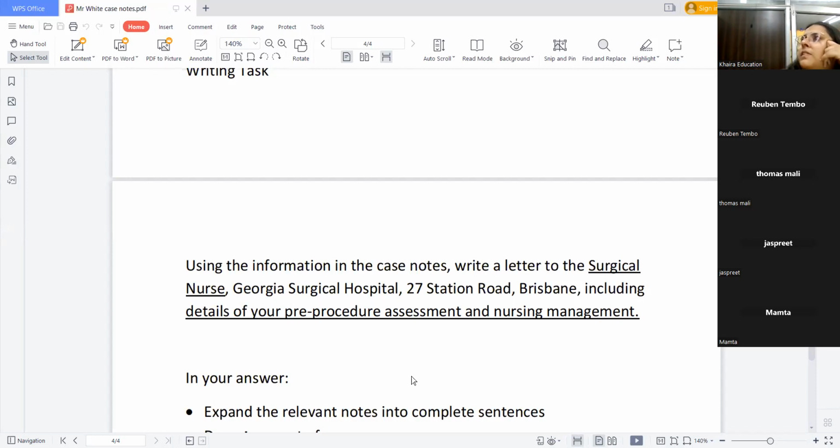We are not expecting anything from the surgical nurse. We are actually facilitating the surgical nurse's information. Let's say you are the surgical nurse who is going to assist the doctor to perform the procedure of this patient. Would you need some information about the patient? Yes. So this letter is to inform you about this patient.